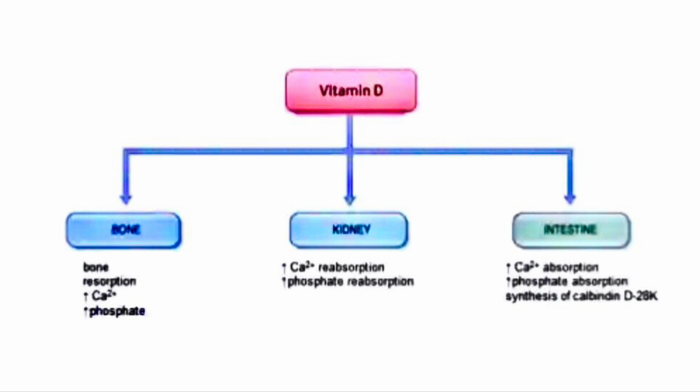The second action of calcitriol is upon the kidneys. It decreases the excretion and enhances the reabsorption of calcium and phosphates from the kidney. Third, it acts upon the intestines, increasing the absorption of calcium and phosphates in the intestine.